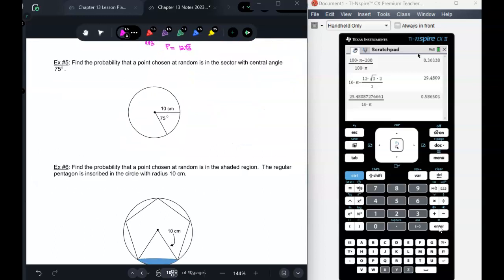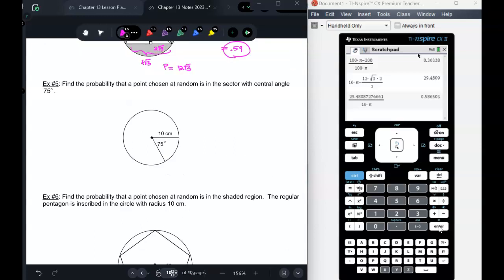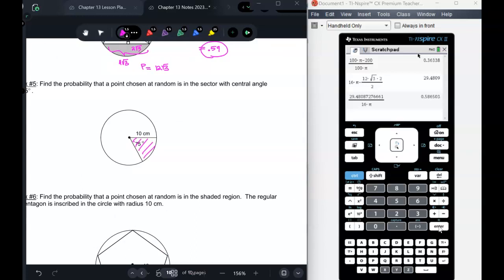Okay, next we want to find the probability that a point chosen at random is in the sector with central angle. So here, that's the region we want to find. So how do we find the area of a sector? Divide the 75 over 360.